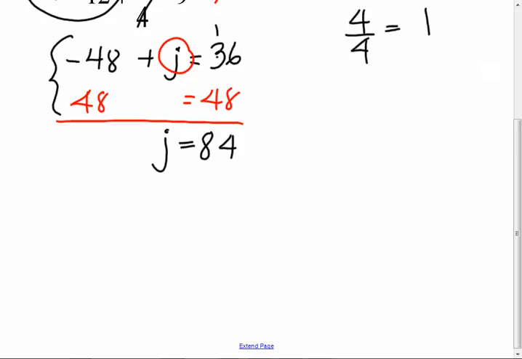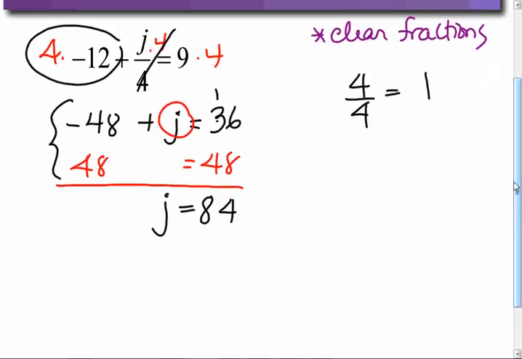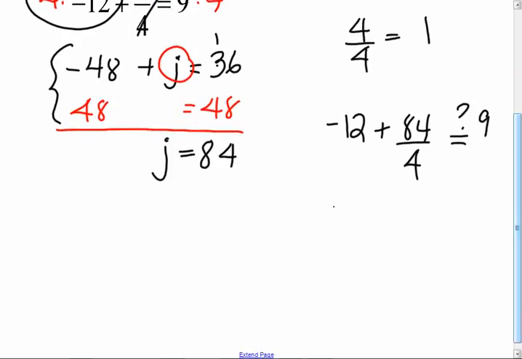And can I check it? Is that right? I want to go back to the original sentence, because if that doesn't work in the original sentence, I did something wrong. And it's 84 divided by 4. Is that equal to 9? Well, I can do 84 divided by 4 in my head because it divides nicely. 4 into 8 goes twice. 4 into 4 goes once. Is that equal to 9?